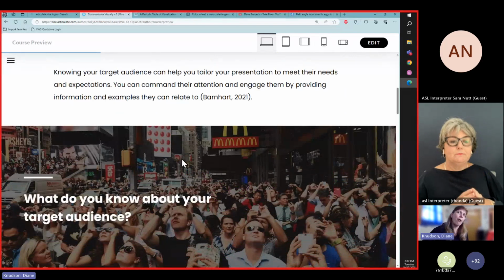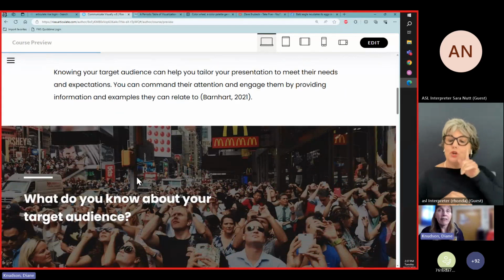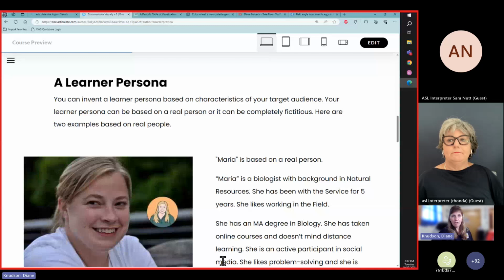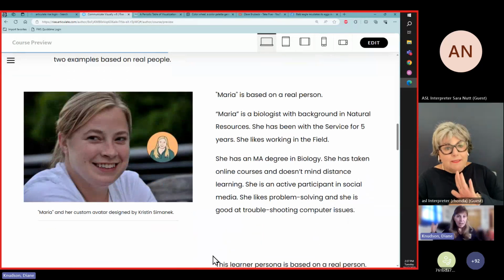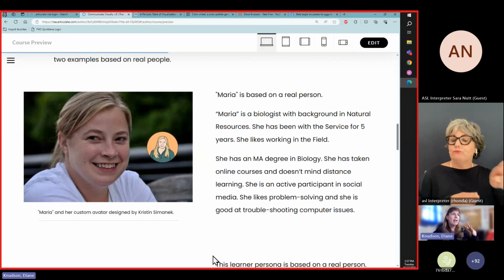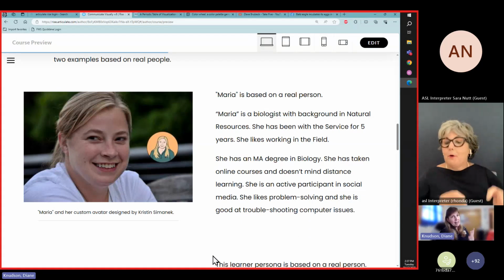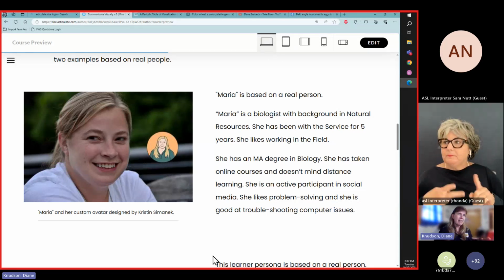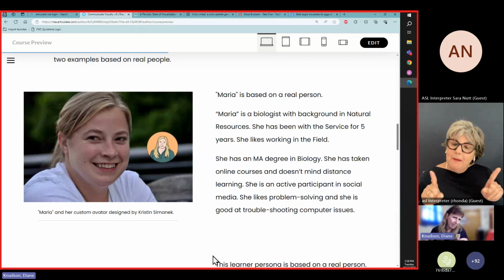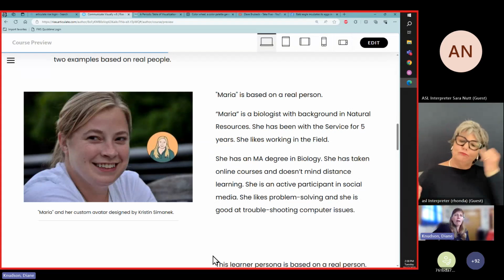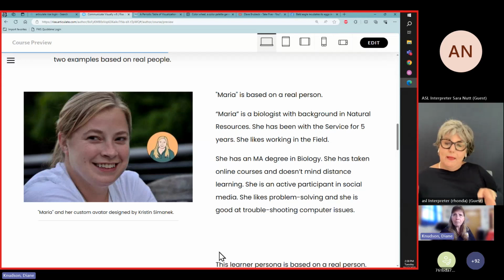So as I mentioned before, knowing your target audience can help you tailor your presentation to meet their needs. And as I promised, a learner persona is just an example person from your target audience. It can be based on somebody real, or it can be based on somebody completely fictitious. But if you're a writer, it's the same idea as a character sketch, where you know something about a specific character.